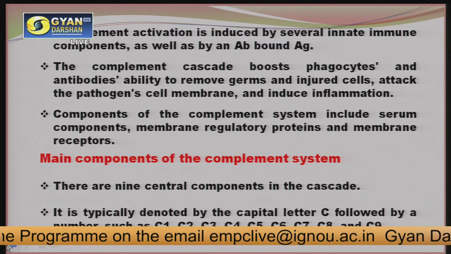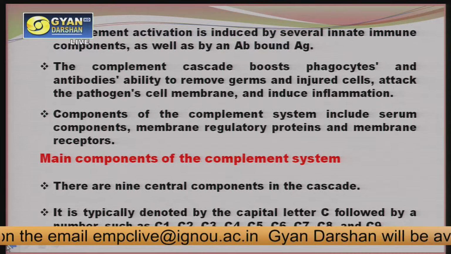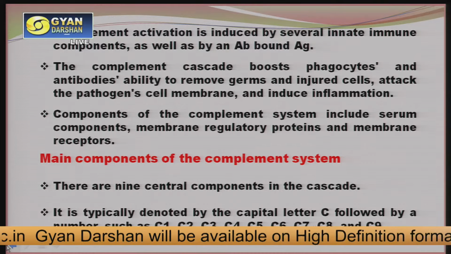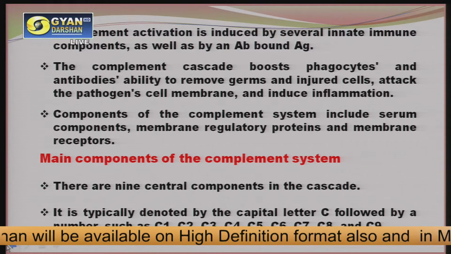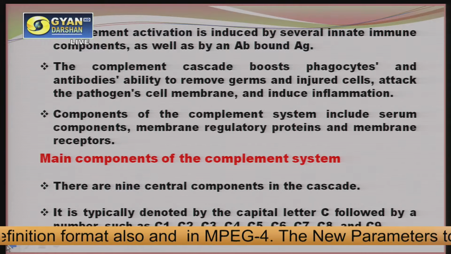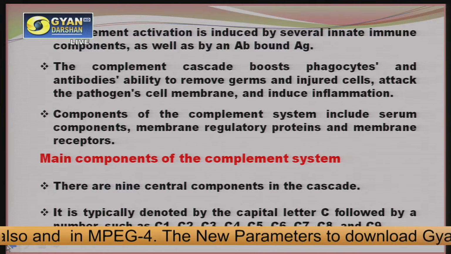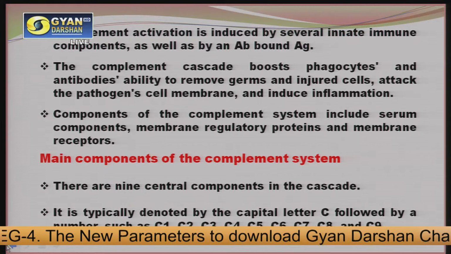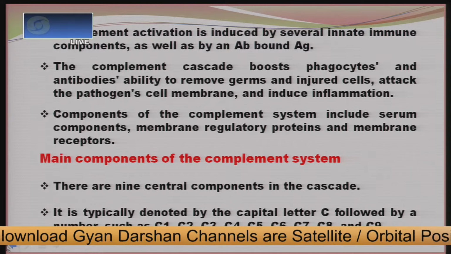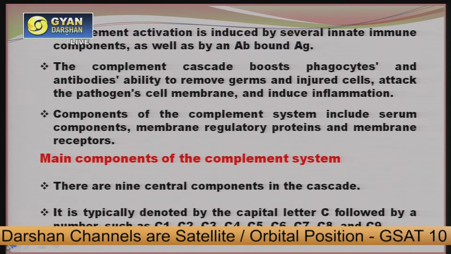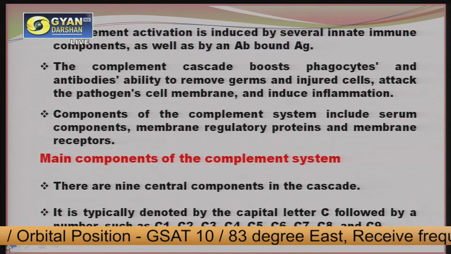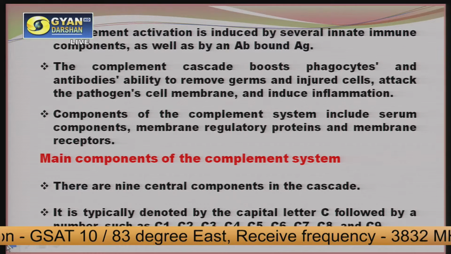The complement activation is induced by several innate immune components as well as antibody bound antigens. The complement cascade boosts the ability of phagocytes and antibodies to remove germs or injured cells, attack pathogen cell membranes, and induce inflammation. So basically, after the level of the complement system increases, inflammation takes place.